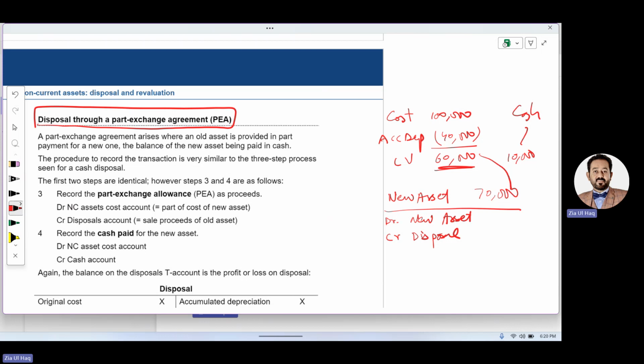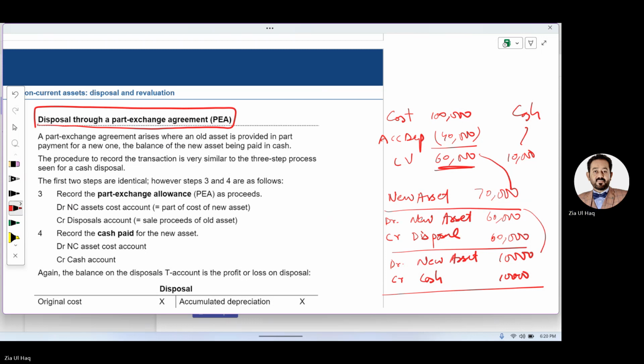One entry we will record this. Should we record it like disposal or exchange? Disposal is 60,000. So we'll record a new asset of 60,000 in the first entry, and then we will record a second entry: debit new asset 10,000, credit cash. How much cash have we paid? 10,000. All together, the new asset will be debited with 70,000. Is it fine? Yeah.